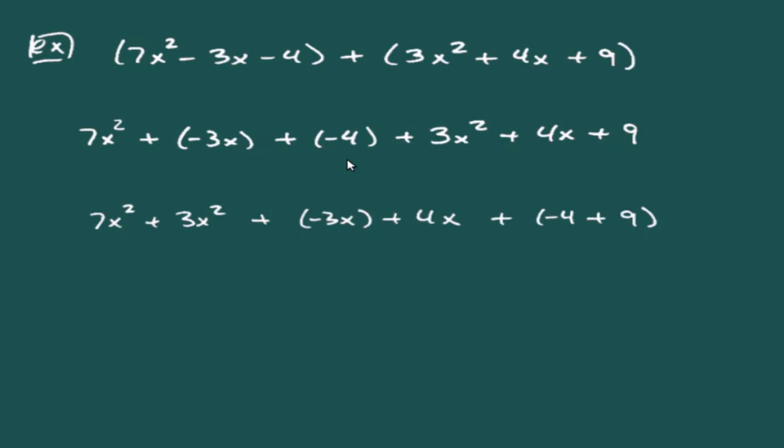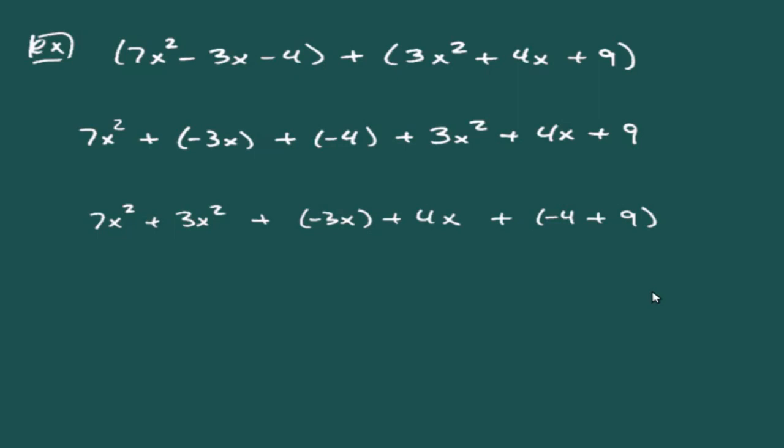And so now we are able to write our powers. We can regroup them together so that we would have the 7x squared plus our 3x squared, so those are our x squareds. Then for our x power, or just our plain old x's, we've got a plus the negative 3x plus the 4x, so we've got those two together, and then we've got plus the negative 4 plus the 9.